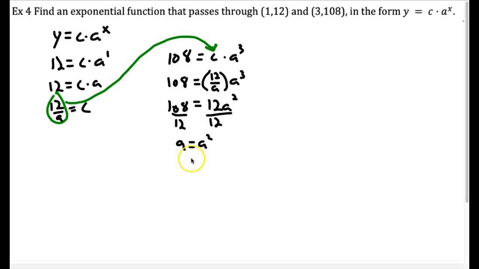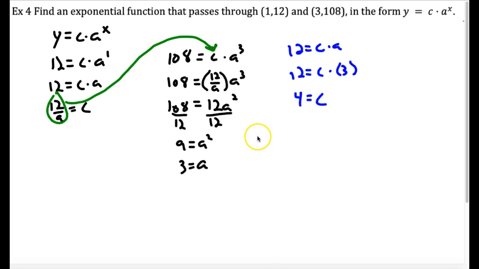So take the square root of both sides, and we would technically get plus or minus 3, but a is the base, right? We said the base has to be positive. So we get that a is equal to 3. Now, to finish this out, we ultimately need to solve for c. I'm going to take this value of 3 and plug it into the simplest equation here to solve for c. So we've got 12 equals c times a. I'm plugging 3 in for a now. So 12 equals c times 3. Divide both sides by 3, and I would get that c is equal to 4.